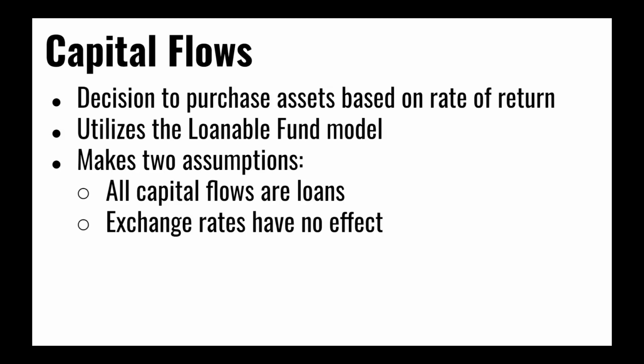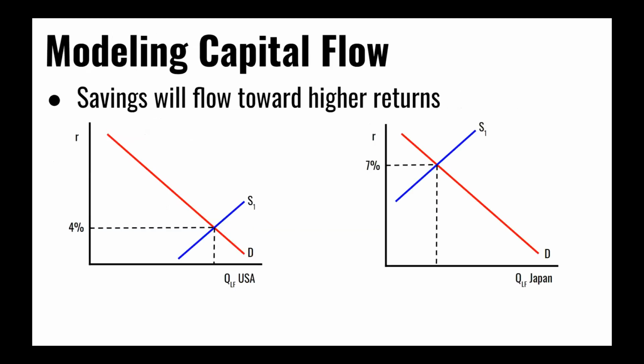If that's the case, then we can see that in the United States, maybe the prevailing real interest rate or rate of return is 4% on loans, but in Japan, it's 7%. Well, we know that investors have a choice in an open economy. They can put their money in the United States or they can put their money in Japan. All else being equal, looking at those two countries, investors will prefer to have their capital flow into Japan because they'd like to get that higher rate of return.